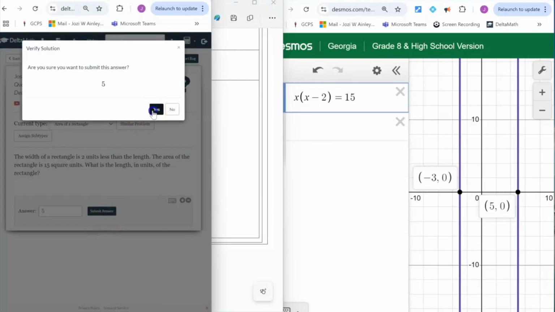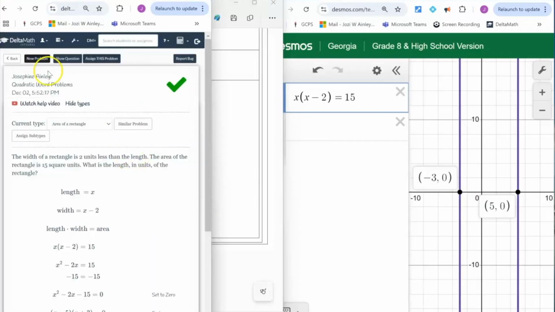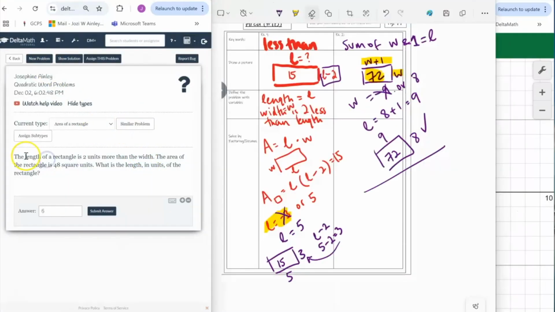Now, I'm going to do a couple of these problems because this is the first time that you're seeing it, and I want to make sure I cover it. The length of a rectangle is 2 units more than the width. Okay, so again, start with the picture.